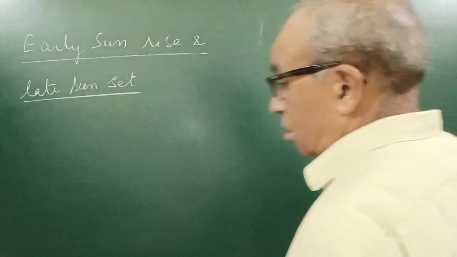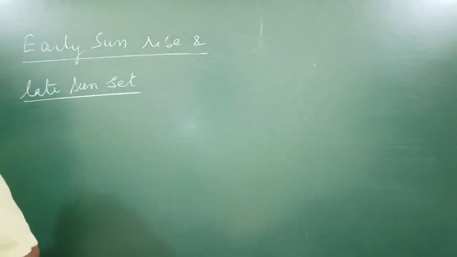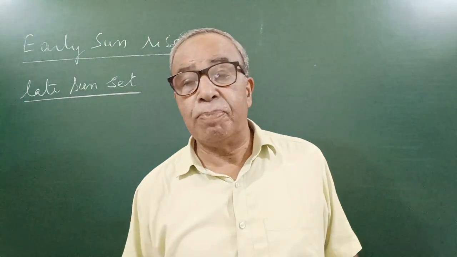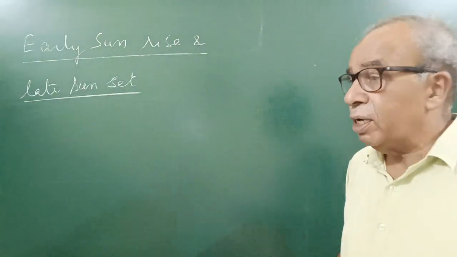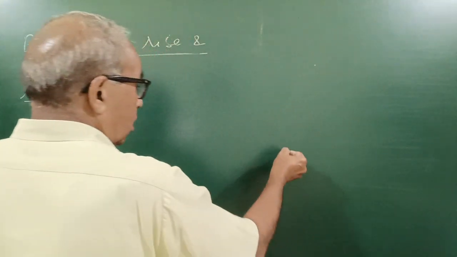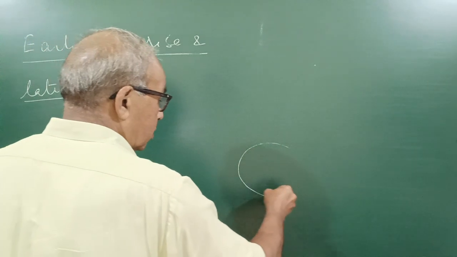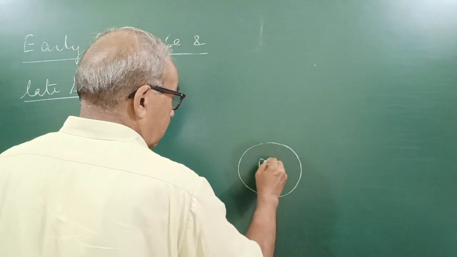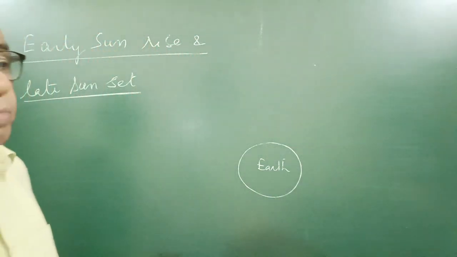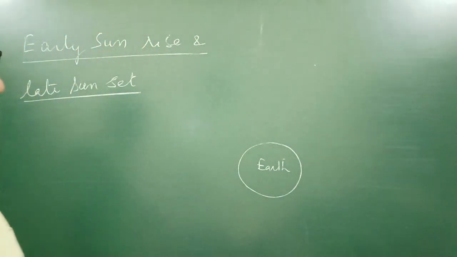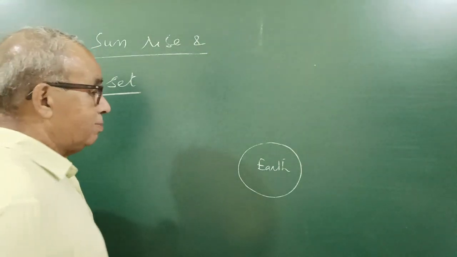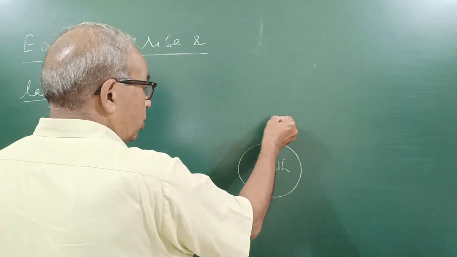Actually, our earth is round. If we assume it is exactly a sphere, then the atmosphere around it is also spherical. Suppose this is the earth here. Earth rotates about its axis and completes one rotation in one day, 24 hours. Here is the atmosphere.